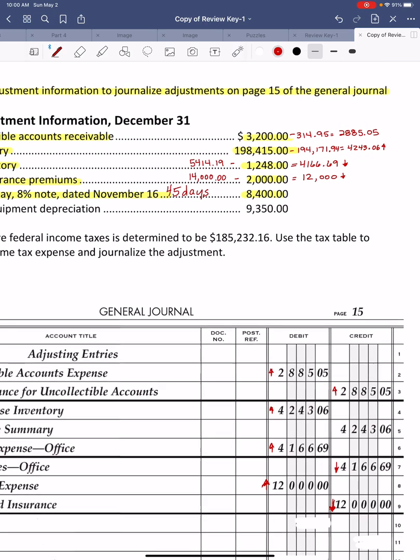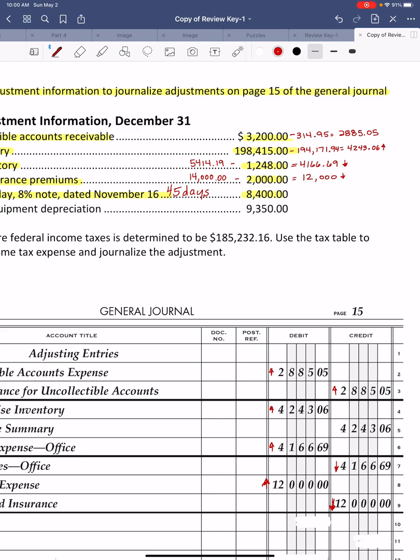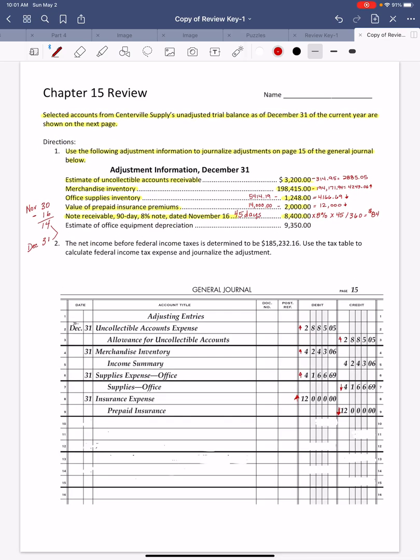To figure out our interest, we take the $8,400 times 8% times the days, 45 days divided by 360. And we come up with an interest of $84 that we have to collect for this fiscal period. So our adjustment, the date is the 31st, interest receivable, $84, interest income, $84. And again, receivable, that is an asset, so this is making this go up. Our interest income is a source of revenue, and that is also going up.